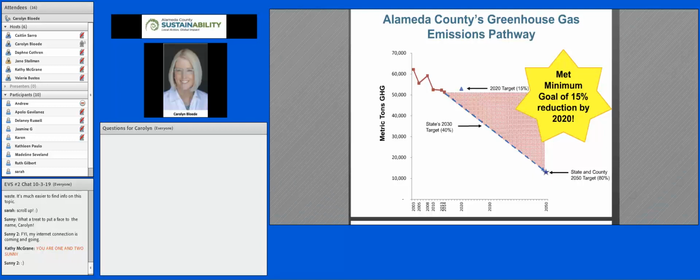Ultimately, we met our 15% reduction target 3 years early, which is really fantastic, but we have a long way to go to meet that 2050 target.